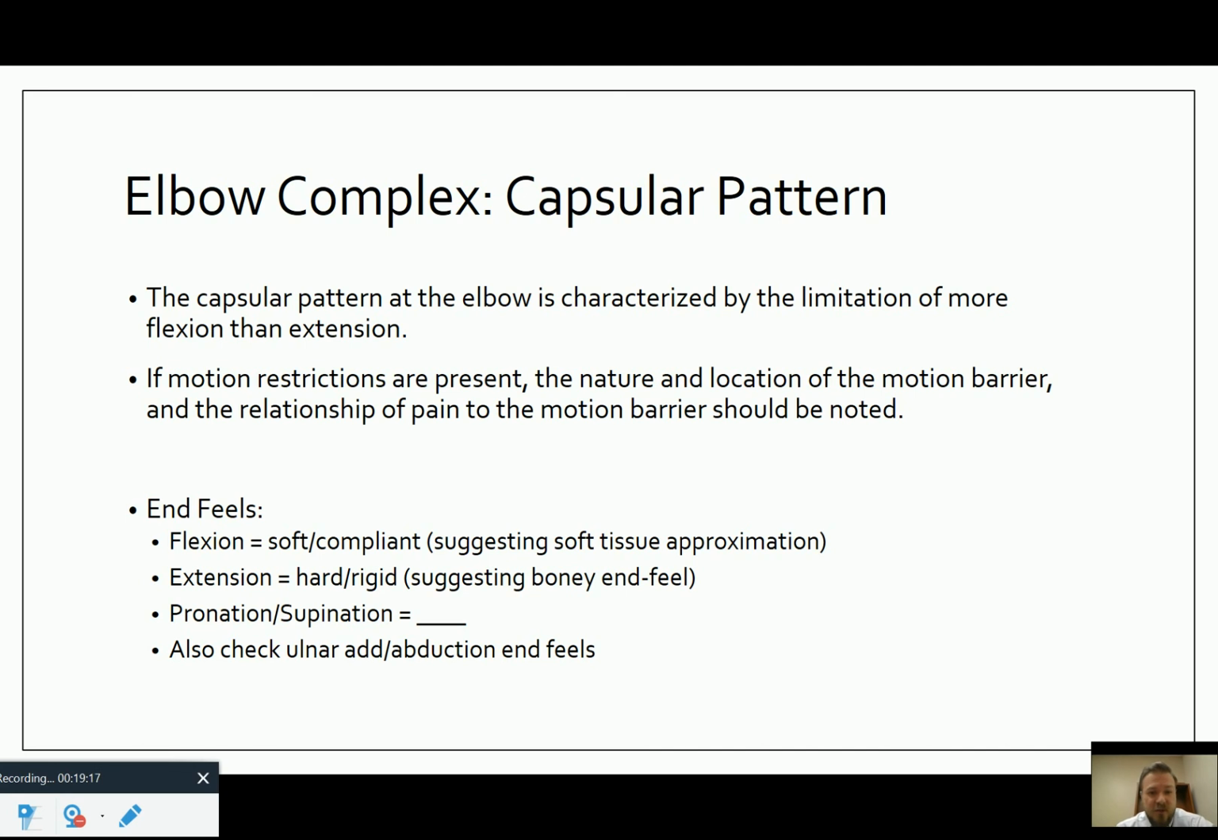If motion restrictions are present, the nature and location of the motion barrier and the relationship of pain to the motion barrier should be noted. I mentioned earlier we're going over end feels. Flexion, you have soft or a compliant end feel, suggesting soft tissue approximation. Extension, if you guys go into extension right now, you can feel a hard or rigid end feel, suggesting bony approximation. And I want you guys to look up what pronation and supination might be. And then also, you might want to check your ulnar adduction and abduction end feels, meaning taking the arm into both your valgus and varus testing.